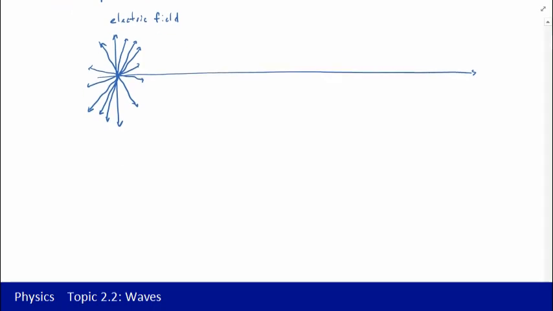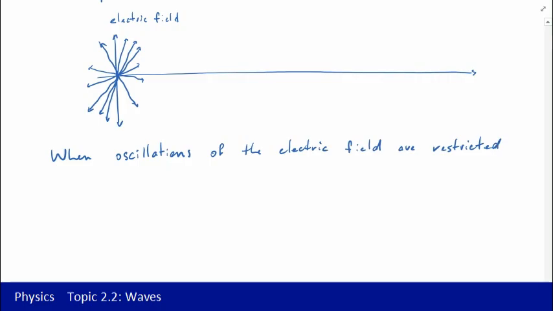However, now that we've said that light does travel in all of those different directions, when oscillations of the electric field are limited to only one plane, we say that the light has been polarized. So when they're restricted to a single plane, that gives us polarized light.